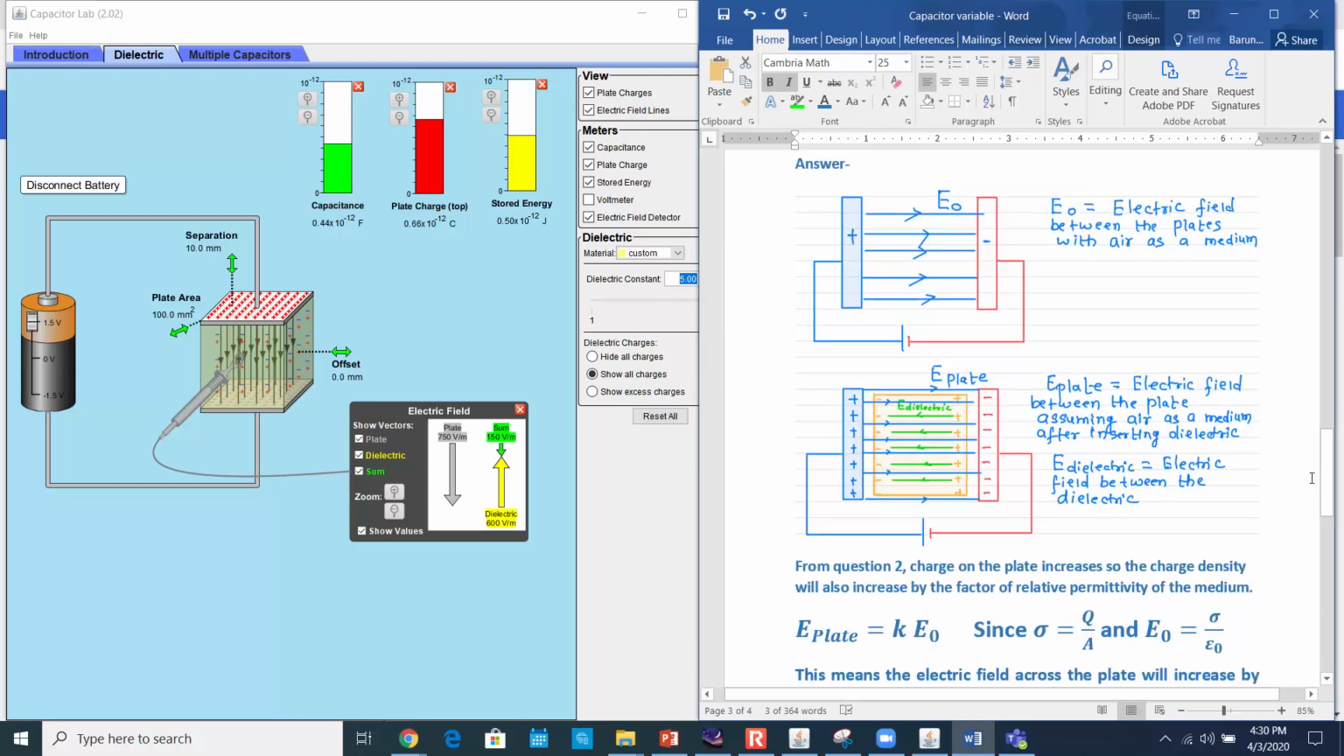I hope this helps you to understand what happens to the capacitance, what happens to the charge, what happens to the electric field, and what happens to the voltage when a dielectric medium is inserted between the plates.